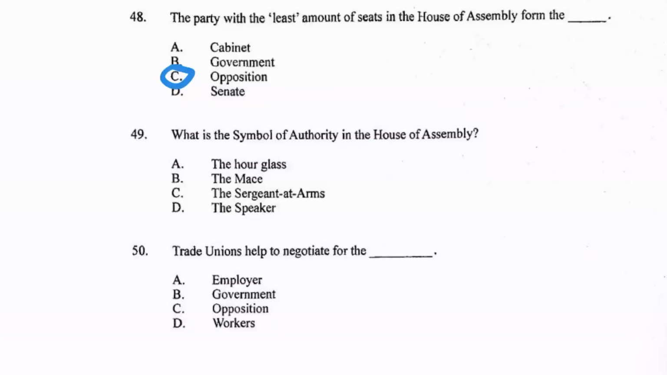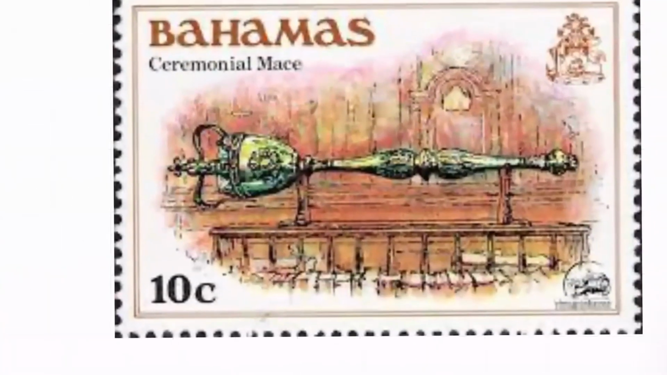And 49, what is the symbol of authority in the House of Assembly? Is it the hourglass, the mace, the sergeant at arms, or the speaker? Okay, some folks are saying the mace and some are saying the speaker is the symbol of authority. The answer is the mace. I have a little picture here to show what the mace is. You remember that? That's a picture of what a mace looks like. It's the symbol of authority.